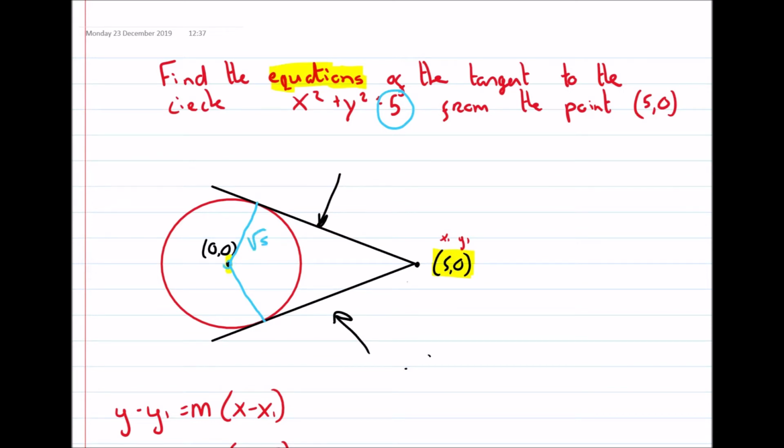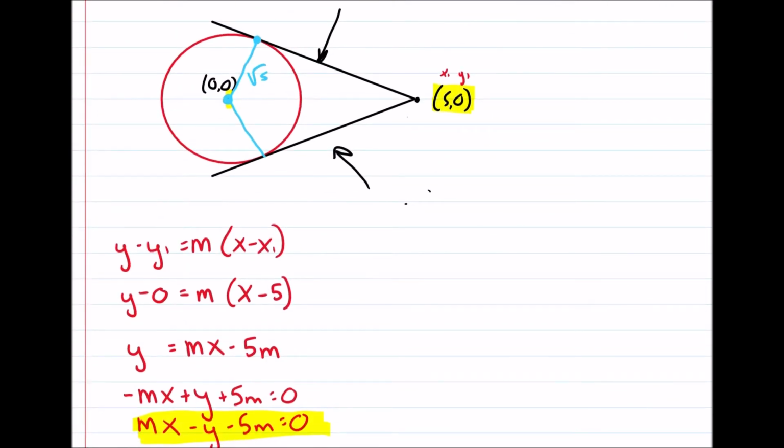So the distance from this point 0, 0 to this line, the perpendicular distance from that point 0, 0 to that line, is the square root of 5. Okay, that's all the information I need. Because if I take the perpendicular distance from a point to a line formula and let it equal the square root of 5, the only unknown there, the only thing I don't know is m. So that means I have one equation, one unknown. I should be able to solve it. Right? So let's start with our perpendicular distance from a point to a line formula.